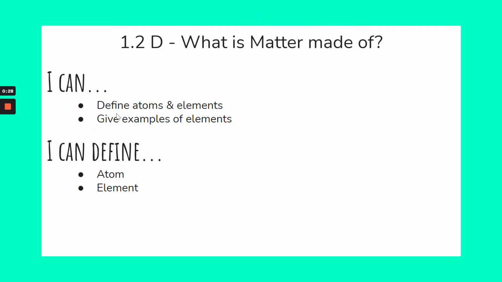So now we're going to learn about atoms and elements. So you're going to be able to define atoms and elements, and you're actually going to be able to give examples of elements. And your vocab words are atom and element.